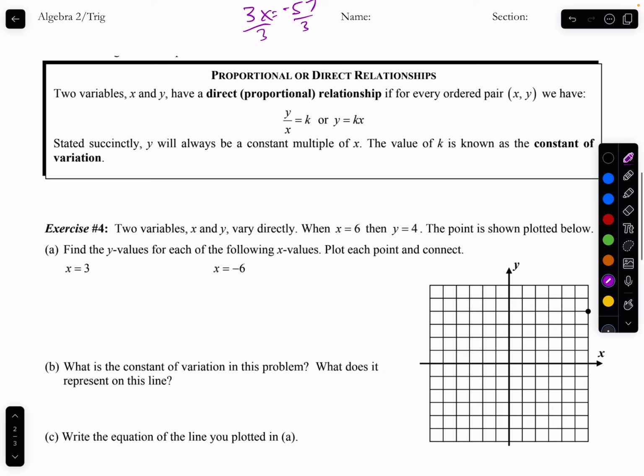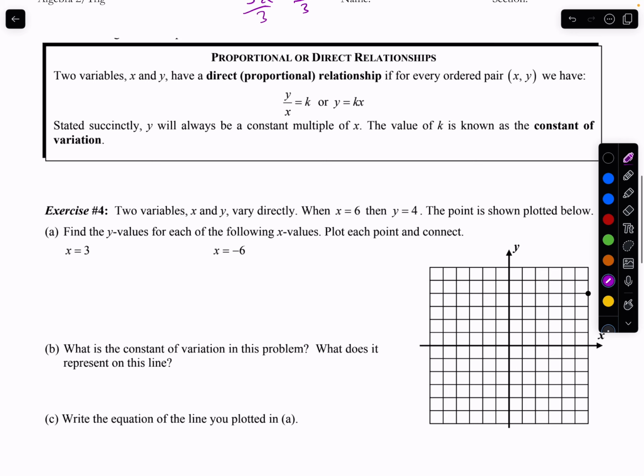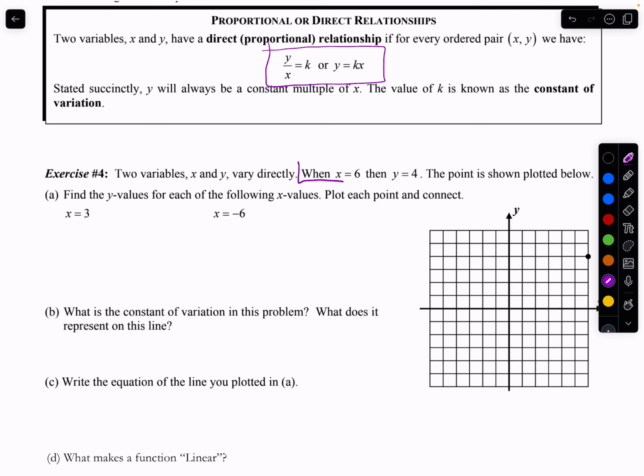Okay, so our last and final step is, how does this relate to linear functions? Linear functions are just graphed as lines. So you can see right here, we have what's called a constant of variation, which is kind of like what you would recognize as the slope of a function. So if we know that 6, 4 exists, you can see there is the point right there. Find the y values given each of the following x values.